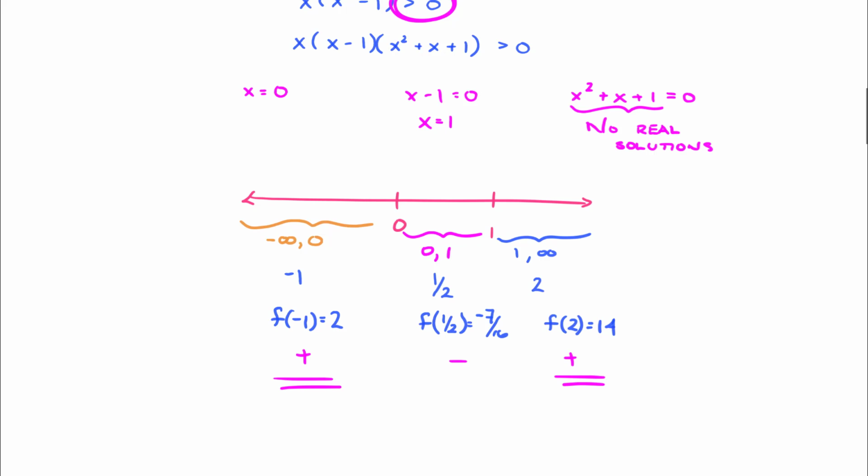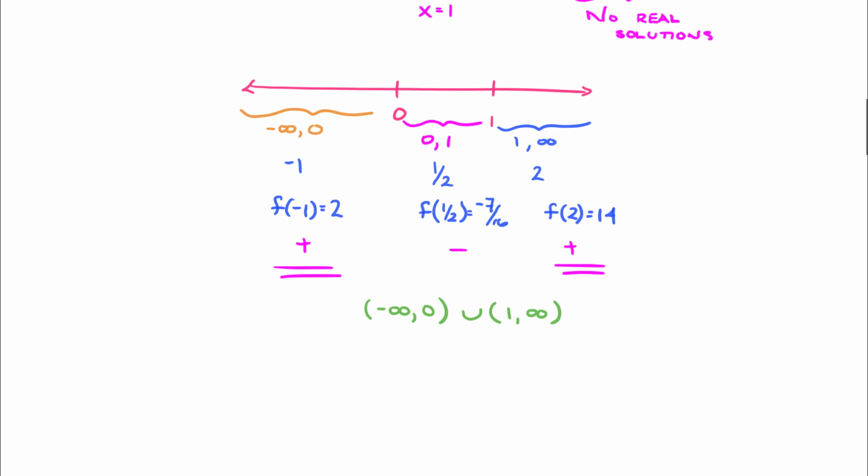So the solution set is our first interval, which is negative infinity to 0, and our second interval is from 1 to infinity. And if you want to do that in set notation, it's x such that x is less than 0 or x is greater than 1. And that's your solution set, and that's how you do it algebraically.